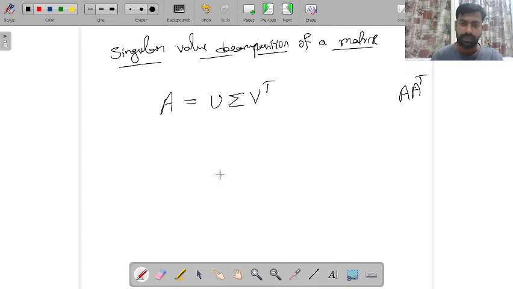into A transpose. And U is a matrix which contains eigenvectors of A into A transpose, whereas V is a matrix obtained from eigenvectors of A transpose into A. Okay, so let us try to look at an example to understand this.